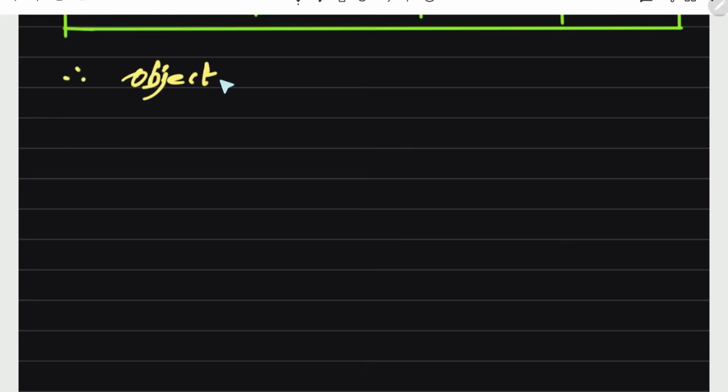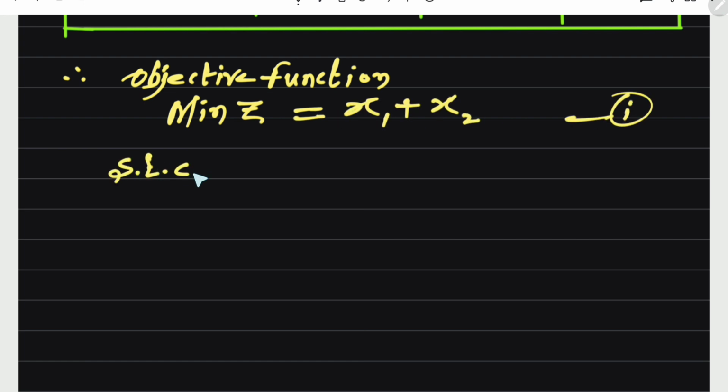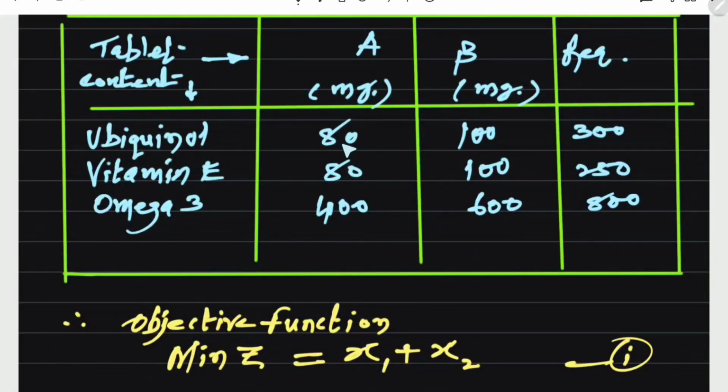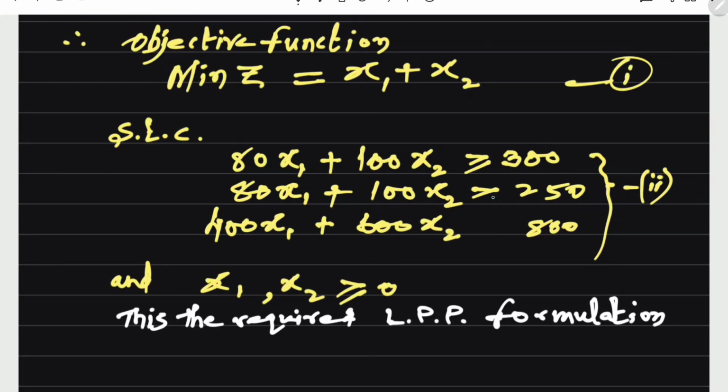Then objective function is we have to find the least number of tablets, minimum Z is equal to x1 plus x2, and it depends on the constraints. First one for the first type, that is ubiquinol, second for vitamin E, and third for omega 3. Therefore, constraint becomes 80x1 plus 100x2 greater than or equals to 300. Second, 80x1 plus 100x2 greater than or equal to 250. 400x1 plus 600x2 greater than or equal to 800.